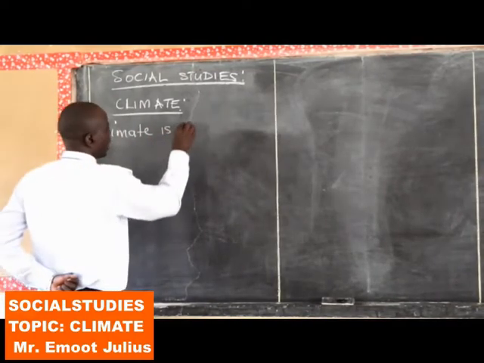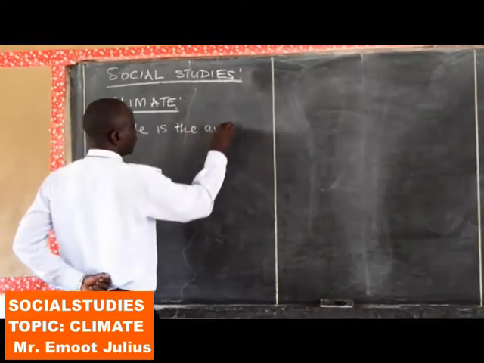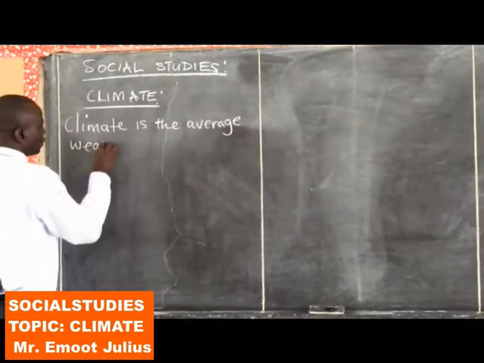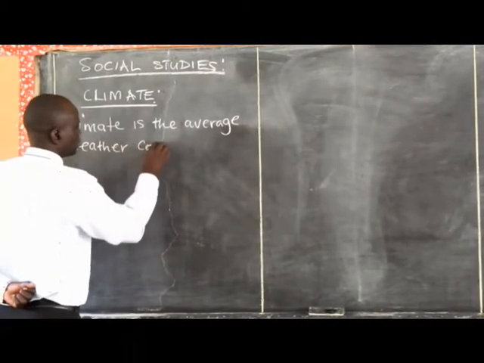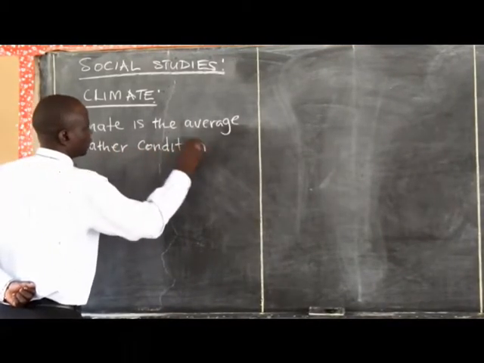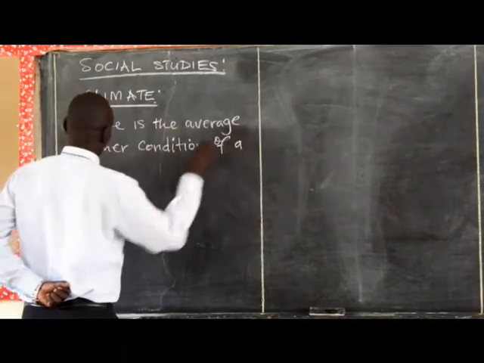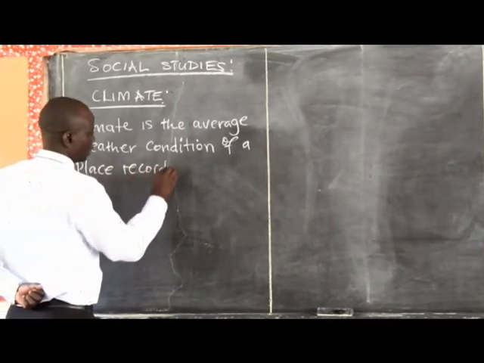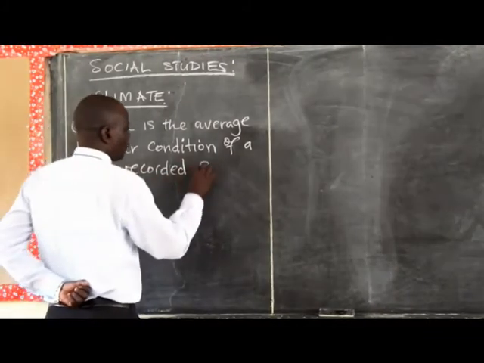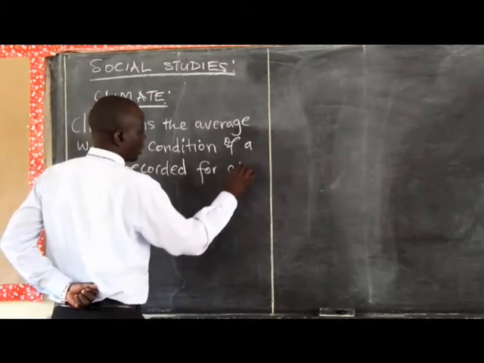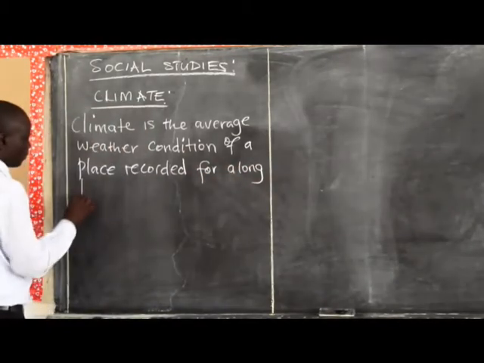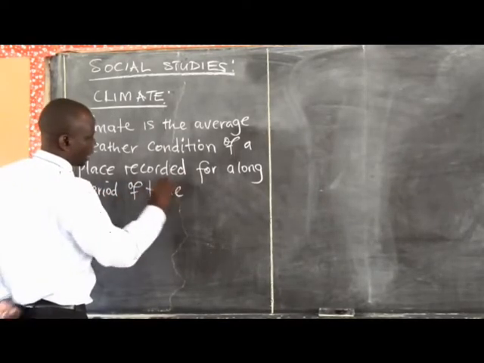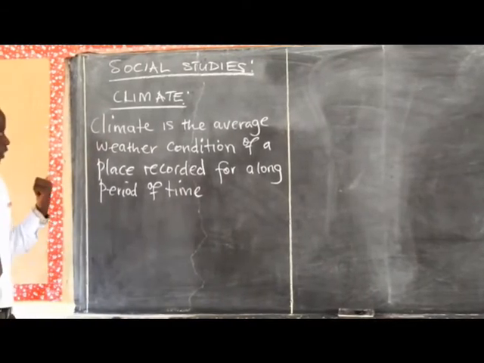climate is the average weather condition of a place recorded for a long period of time. Now let's identify some of the words in our definition here.